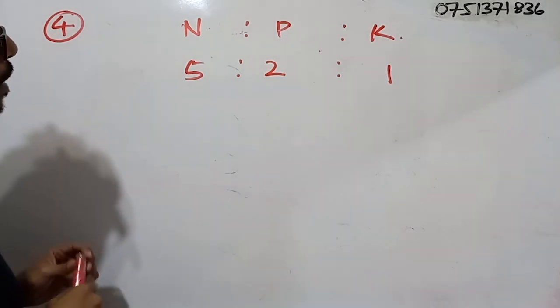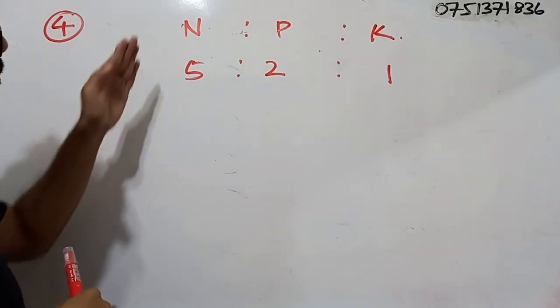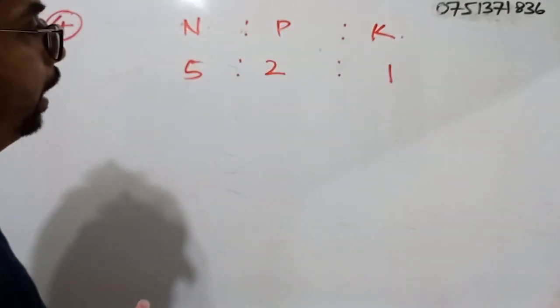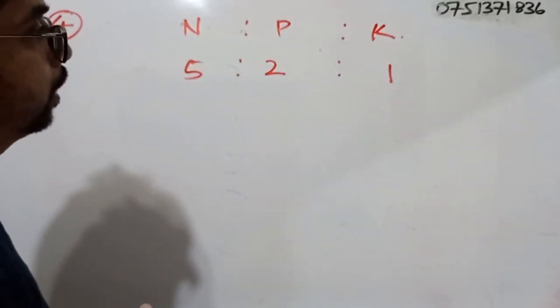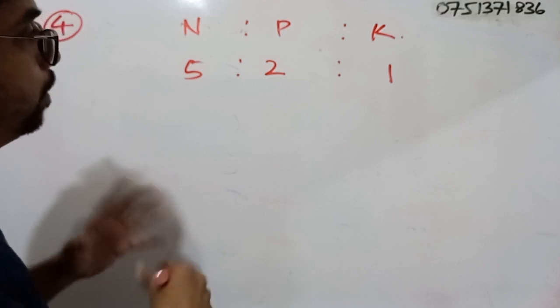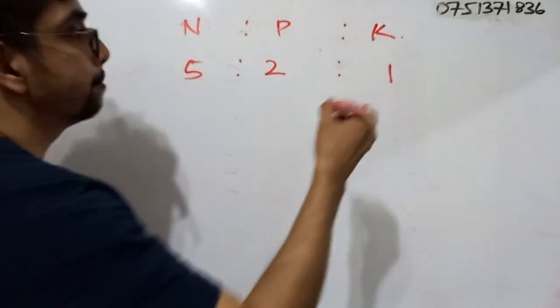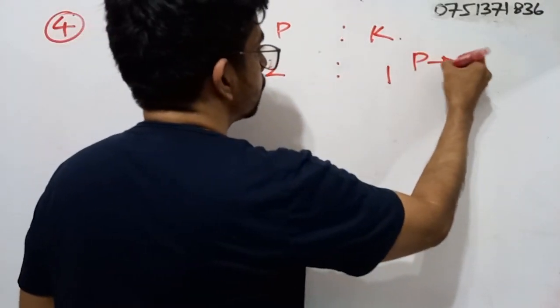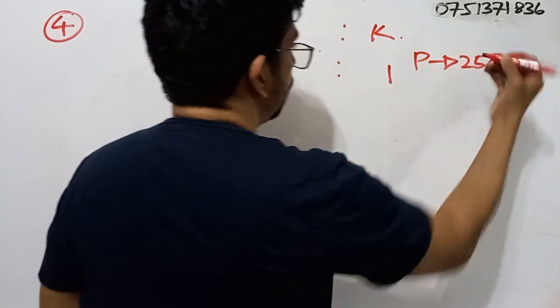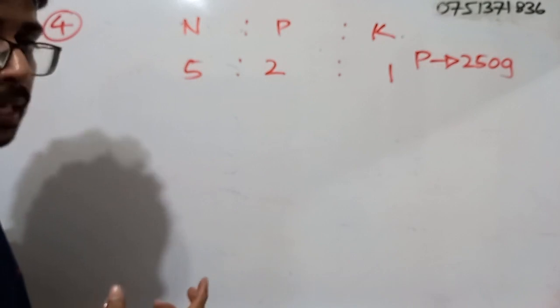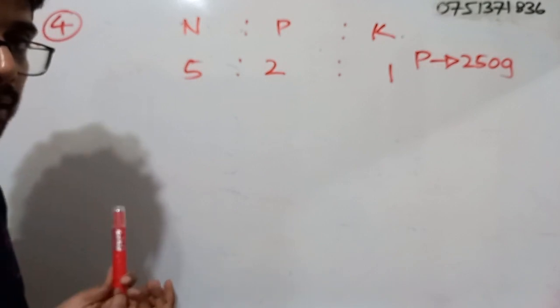Okay, so I have written down the ratio nitrogen to phosphorus to potassium, 5 to 2 to 1. We have been given that in this mixture the amount of phosphorus is 250 grams. From that we can calculate the value of 1 part.